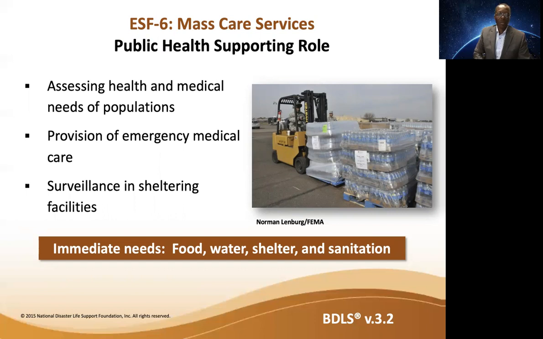This involves providing sheltering of displaced persons, distribution of clean water and food, provision of emergency first aid, and distribution of emergency relief items. In addition, they may be involved in assessing the needs of those with functional and access needs, vulnerable patients, and those with chronic medical conditions, in many cases, providing the services needed.